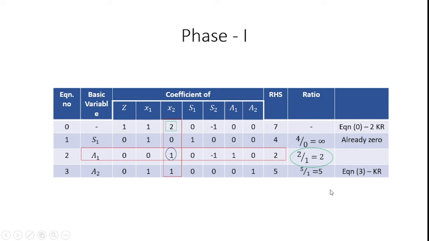Identify the least positive value from the ratio, and only then can we identify the key row. So I compare the three ratio values. Constraint equation 1 has infinity, constraint equation 2 has 2, and constraint equation 3 has 5. Comparing all the values with each other, I can find the least minimum value as 2, with this equation, so the corresponding row is called the key row.